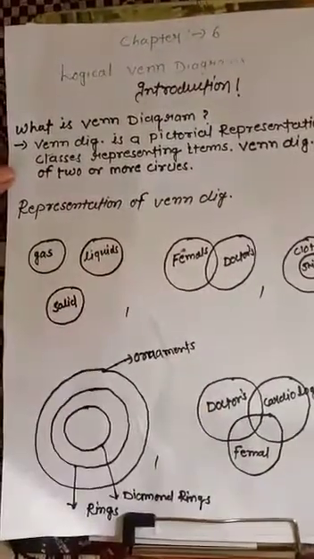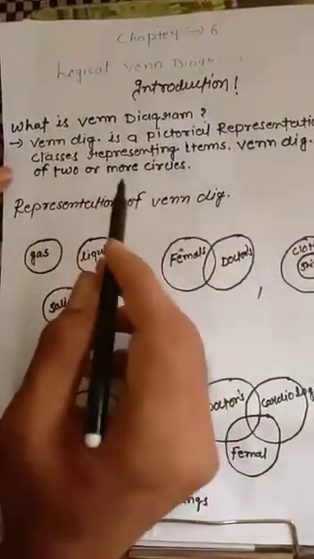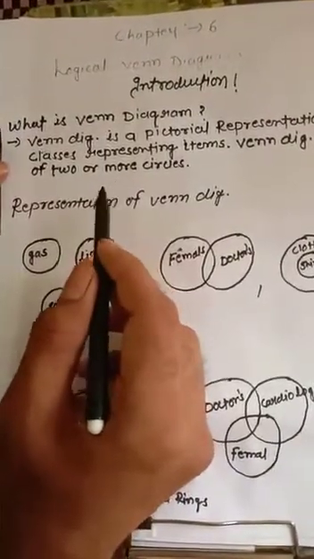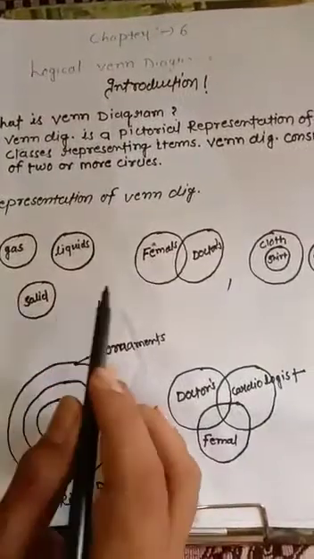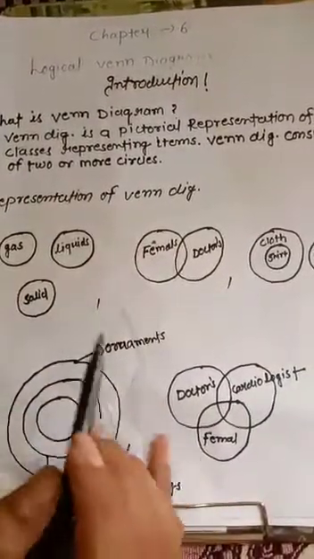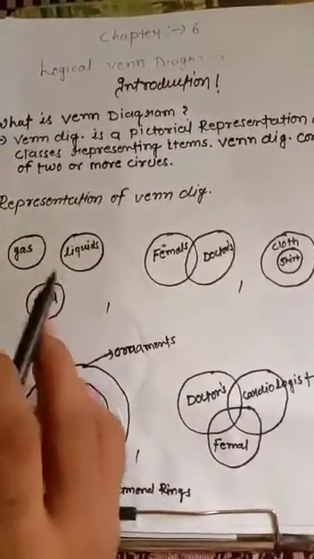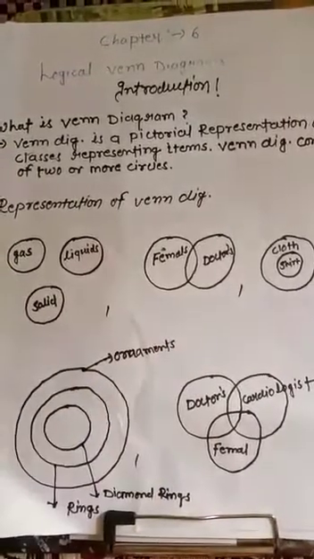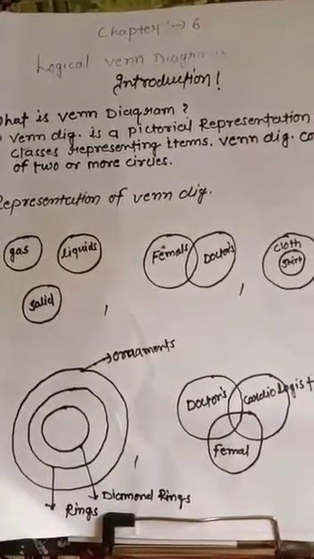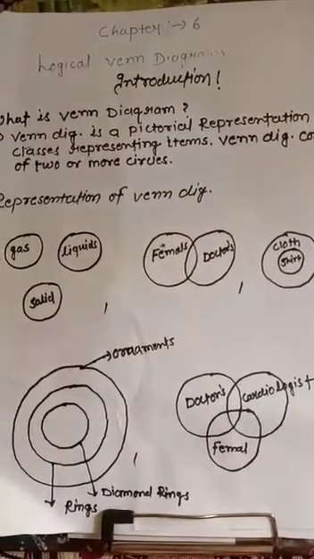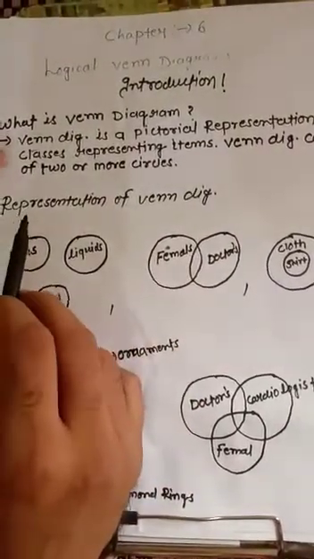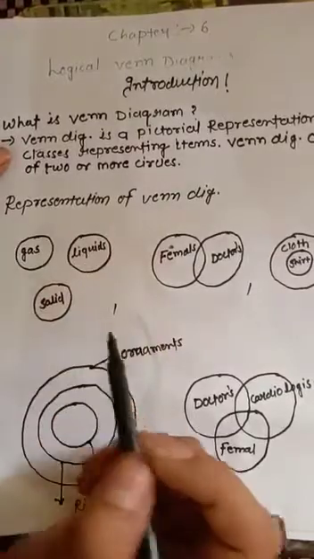The representation of a Venn diagram is done with the help of these circles. Here I mentioned a few kinds of Venn diagrams which will help us to understand what kind of questions will be asked in this particular chapter and how we will deal with the given questions. First of all, come and try to understand the representation of a Venn diagram.